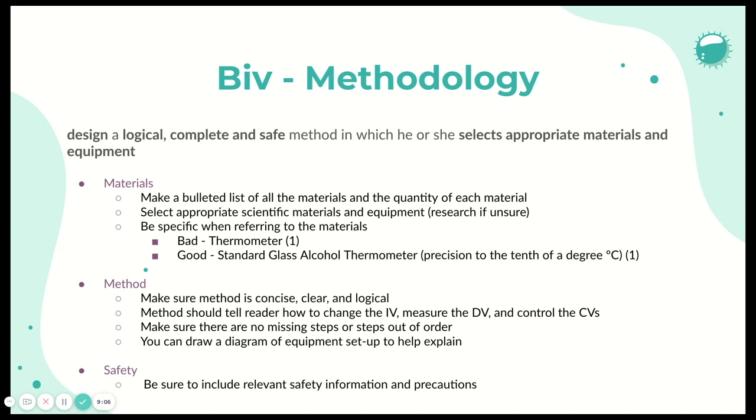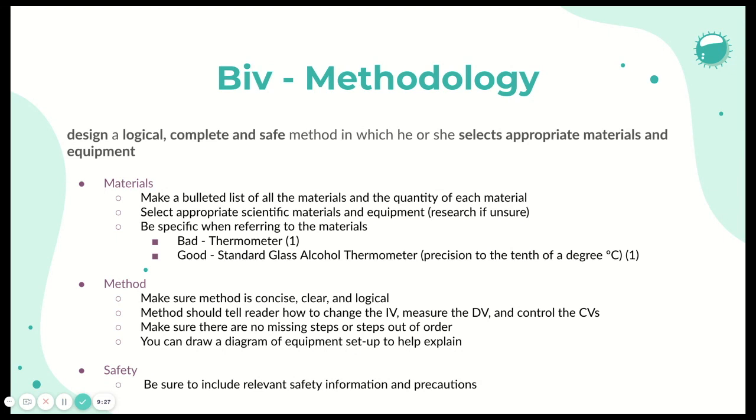Be specific when referring to materials. You can't just say thermometer. You have to say standard glass alcohol thermometer. State the precision and the units that will be used. So the tenth of a degree in degrees Celsius. And you have to state in parentheses how many thermometers you'll need. In this one, I only needed 1.